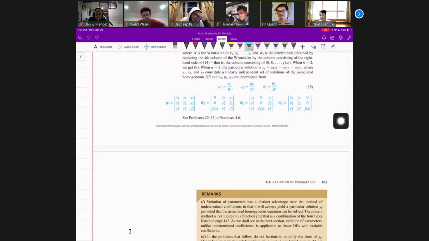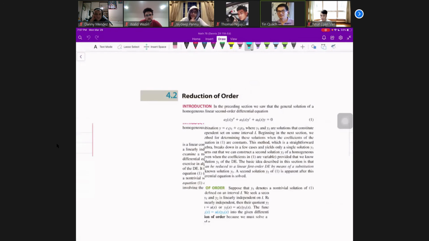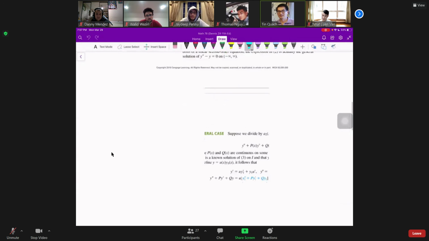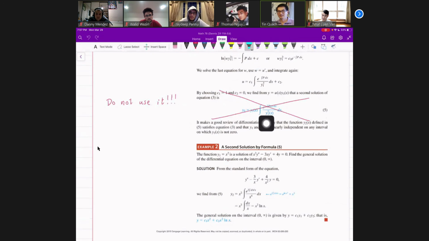But for reduction of order, please do not use the formula in the book. I told you that before. Do not use this formula. Even though I told you guys, a couple of you were still using it. Just do everything from scratch, just like how I did it in class. See how in the example the author used the formula? Don't do that, because you're going to get a 0 when you do that.